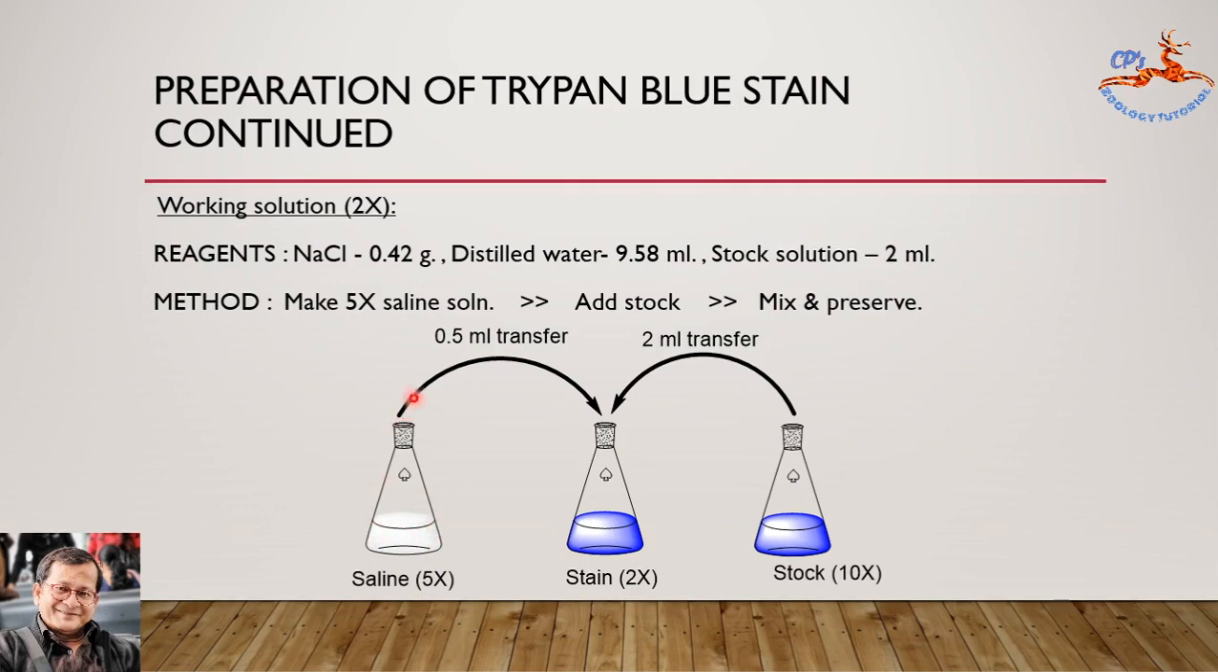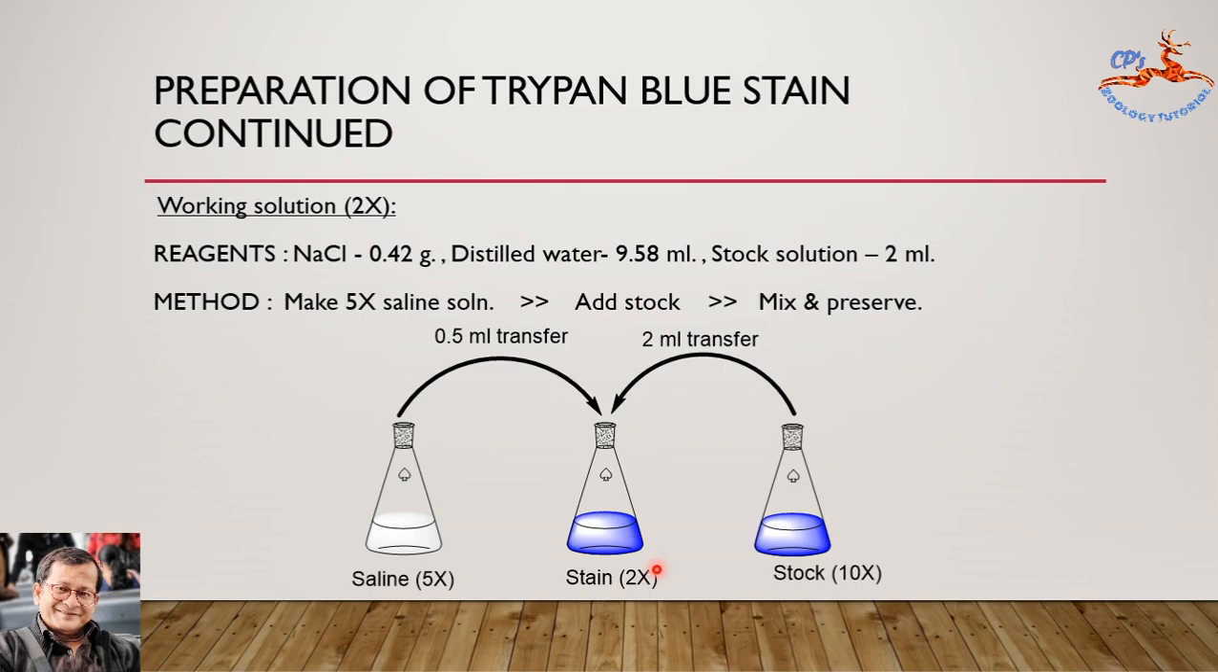Only 0.5 ml of the saline solution is transferred into another conical flask, and in this 5x strength saline solution, the previously made stock solution of 10x strength is added. The proportion is 2 ml. So 2 ml stain is mixed with the 5x saline, and thus the working solution becomes 2x strength. Now this Trypan Blue working solution will be reacted with the cell suspension of the sample in the second phase to preserve it for the future.